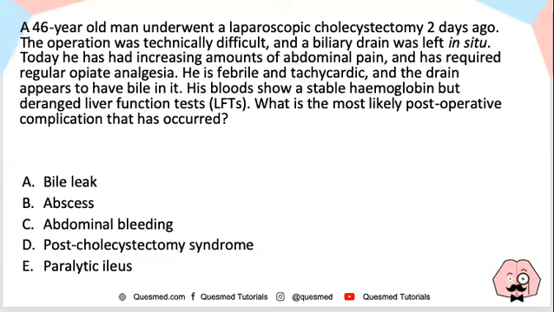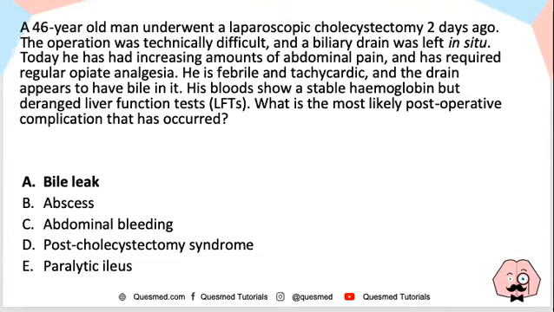Okay, we'll go for some answers. So the correct answer was indeed bile leak. And before we explain the answer, it's really important to note here that this is an unwell patient. He's febrile, he's tachycardic, and he's somebody you would want to be escalating to your seniors quite early on.